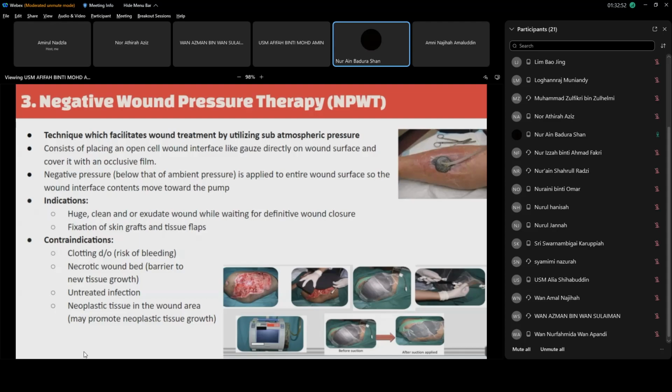The occlusive film will directly touch the wound surface. So it is indicated for huge, clean, or exudative wounds while waiting for definitive wound closure, or for fixation of skin graft or tissue flaps. However, it is contraindicated in patients with clotting disorder or necrotic wound bed, because this technique can prevent the tissue growth, which is good for healing. It is also contraindicated in untreated infection or neoplastic tissue wound area.